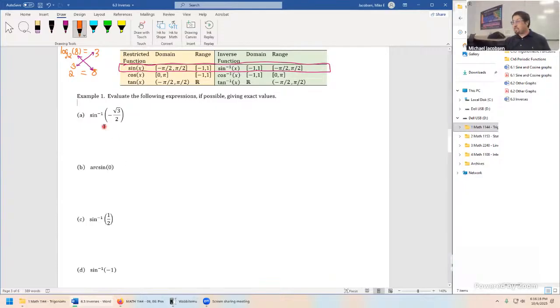So first one, sine inverse of negative root 3 over 2. Here's how I would probably start off each and every one of these problems. Go back to the good old unit circle diagram. Here it is. On this unit circle diagram, we have to be mindful of this isn't your ordinary sine function anymore. We have to restrict the domain from negative pi over 2. I'll put a little hard circle there to say that this is one position we can take.